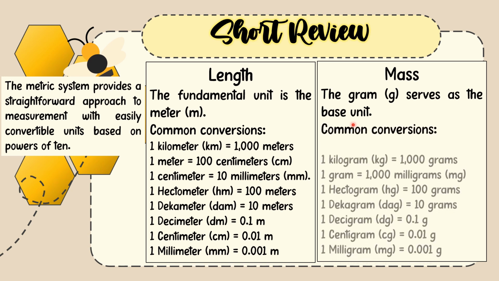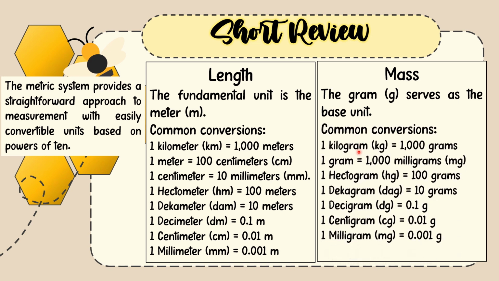So here are the common conversions. 1 kilogram is equal to 1,000 grams. 1 gram is equal to 1,000 milligrams. 1 hectogram is equal to 100 grams. 1 decagram is equal to 10 grams. 1 decigram is equal to 0.1 grams. 1 centigram is equal to 0.01 grams. And 1 milligram is equal to 0.001 grams.